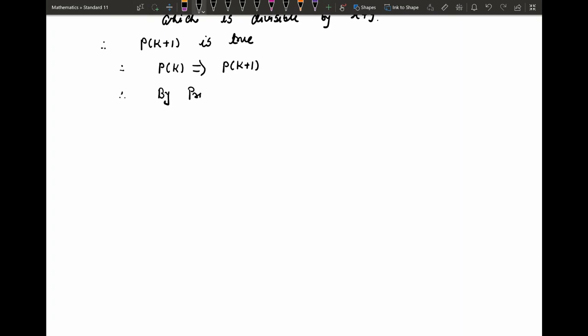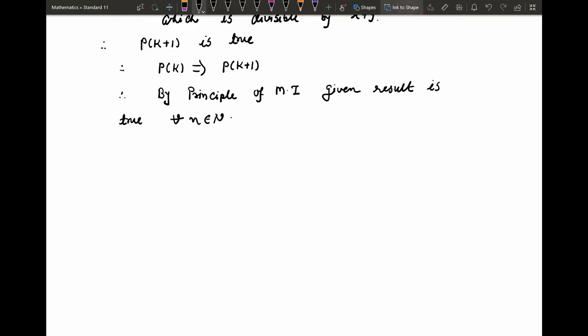principle of mathematical induction, given result is true for all small n belongs to set of natural number.